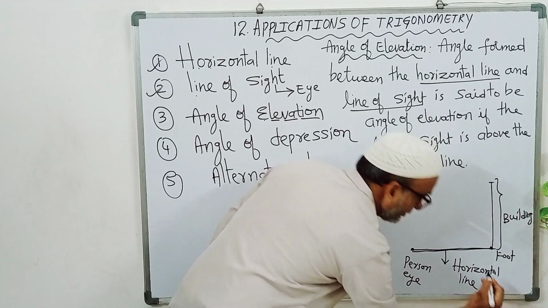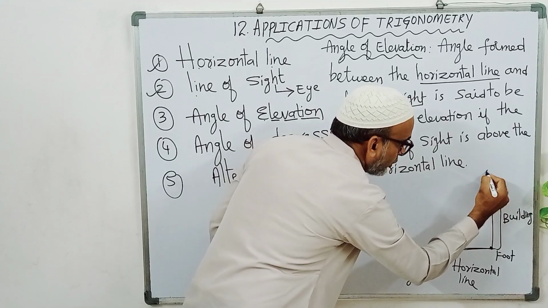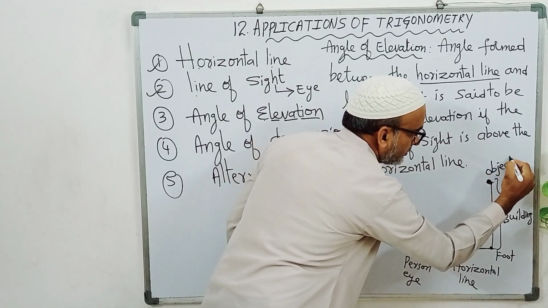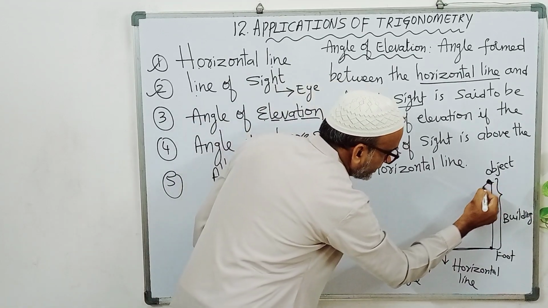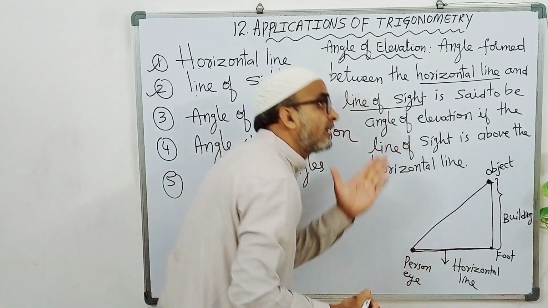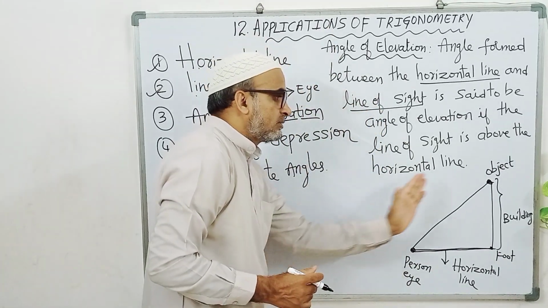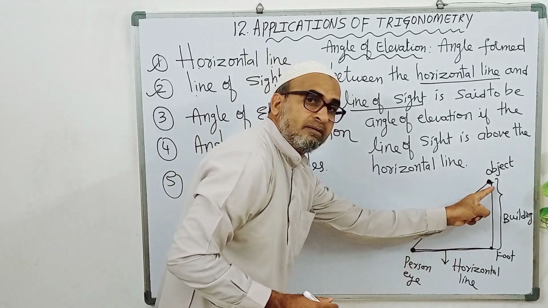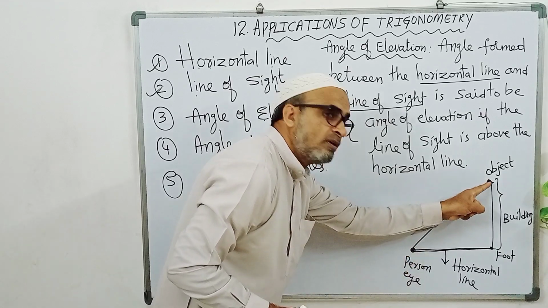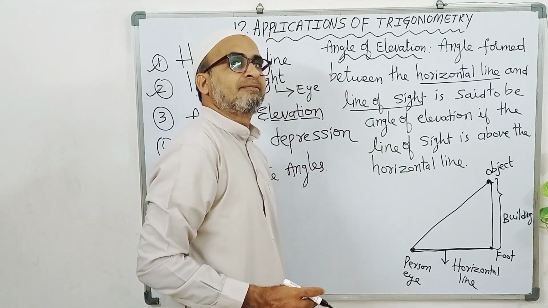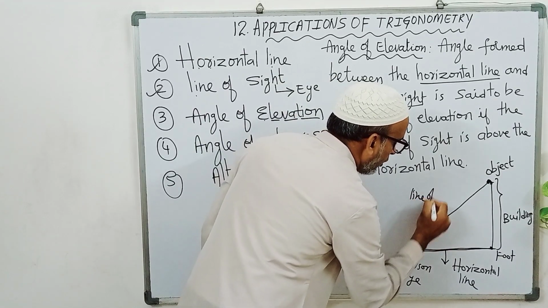Now here on the top, one object is there. I am joining my eyes to this object, meaning I am seeing from the top. I am standing here. This is the building. Inside the room, one fan is there. From the bottom I am seeing that fan, like this. This is called the line of sight.